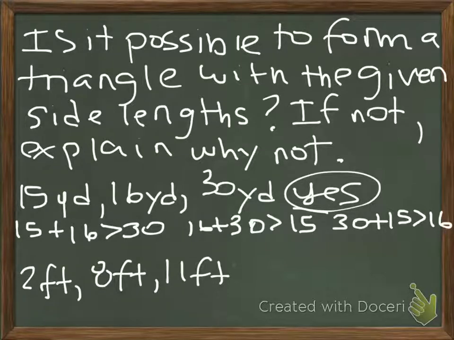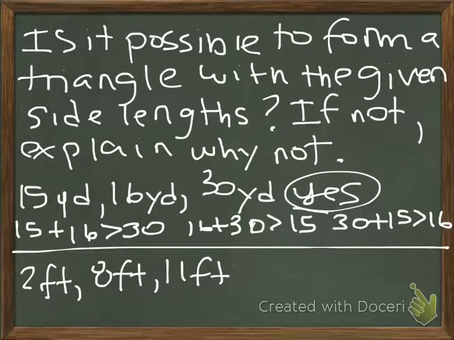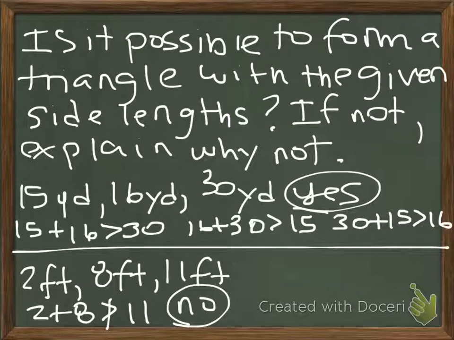The next 3, we have 2 plus 8 is 10, which is actually not greater than 11. So if it doesn't work out once, that could be your reasoning why it would not form a triangle.